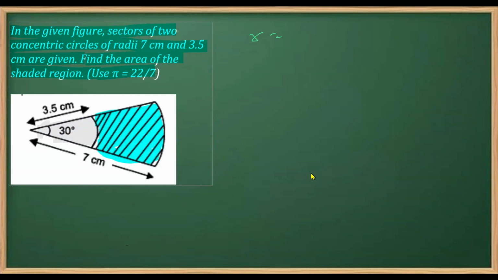So what I'm doing, I'm taking the shorter radius as 3.5 centimeter and the outer radius as 7 centimeter. As we have discussed, the required area should be the area of the outer sector, and the formula is theta over 360 pi R square. I'll use capital R because I'm talking about the outer sector, minus the area of the inner sector, which is theta over 360 pi r square. This time small r will be used.